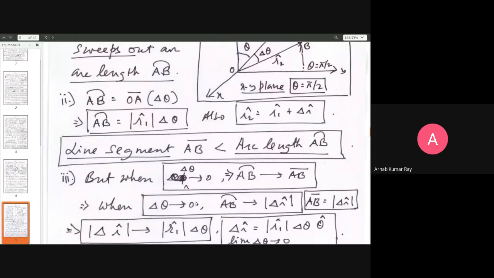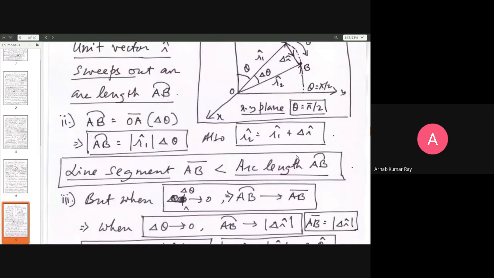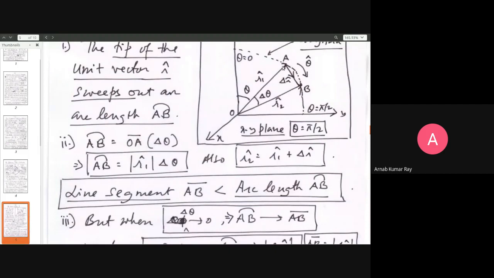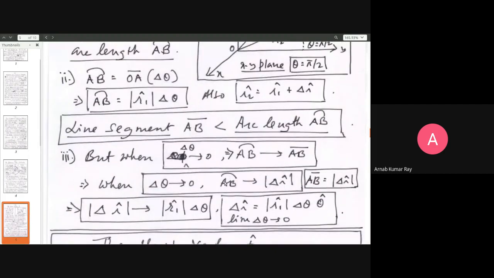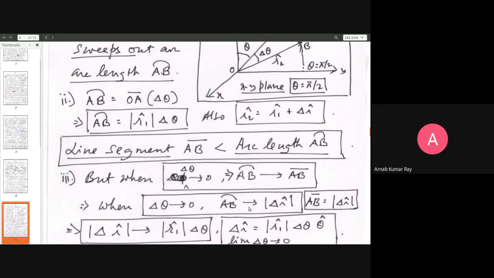So when delta theta tends to 0, not equal to 0, the length of the arc AB will tend towards the length of the line segment AB. So that is what it is. So AB will become equal to delta R cap.